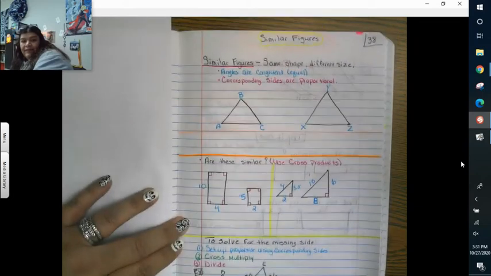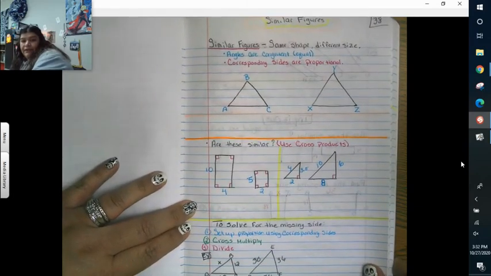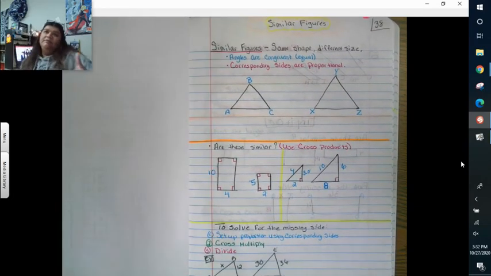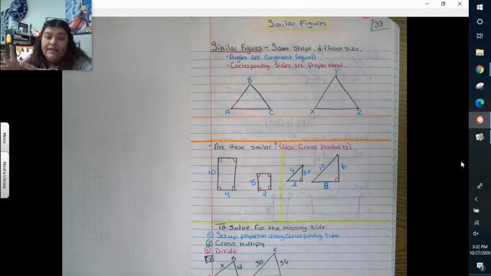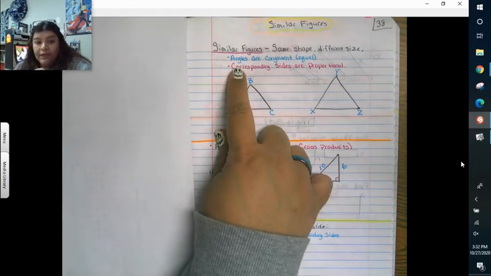All right, let's see. Similar figures. What does similar mean? Kind of the same. That's what similar figures are: they're the same shape, but they are different sizes. But there are some characteristics that make these figures similar when we get to use the word similar, okay? And that is these two characteristics right here.